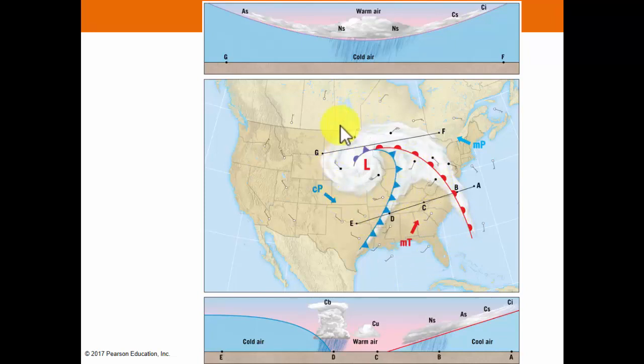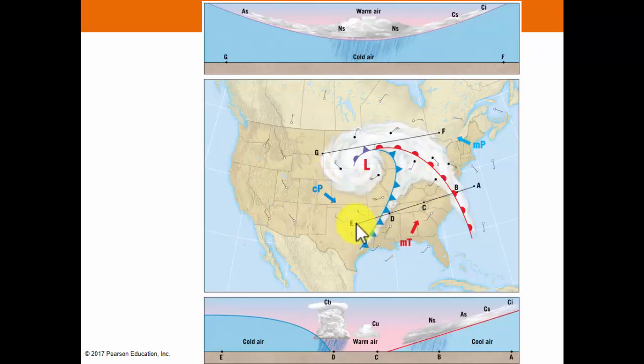The counterclockwise and inward flow into the low. Back behind it, back over here over California, there's going to be a clockwise and outward flow around the high. That's where that flow is coming from, clockwise and outward, counterclockwise and inward. cP, that's continental polar, cold, dry air, is being pushed down into a warm, moist air mass, mT, maritime tropical, warm and moist air mass. The warm and moist air mass is lifting to the north. The cold and dry air mass is lifting to the south.